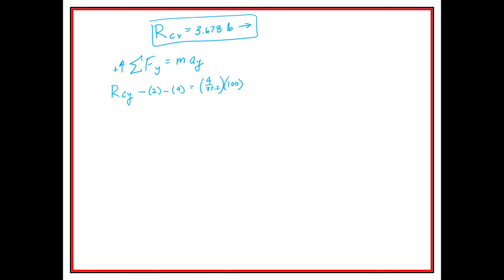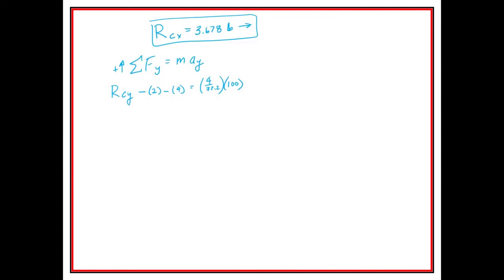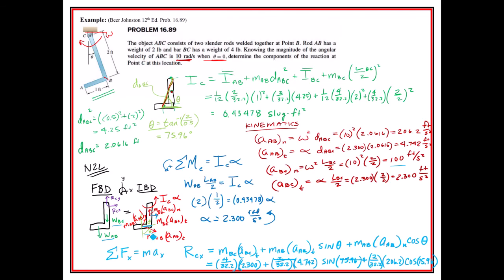And then we also have the other components of the thing. And so we're going to see that in the tangential direction it's actually going to be negative MAB times ABT. And AB in the tangential direction is 4.742. So it's going to be minus 2 over 32.2 and the 4.742. And what direction is that going to be? That is going to be the cosine, right? Because it's going to be this guy right there.